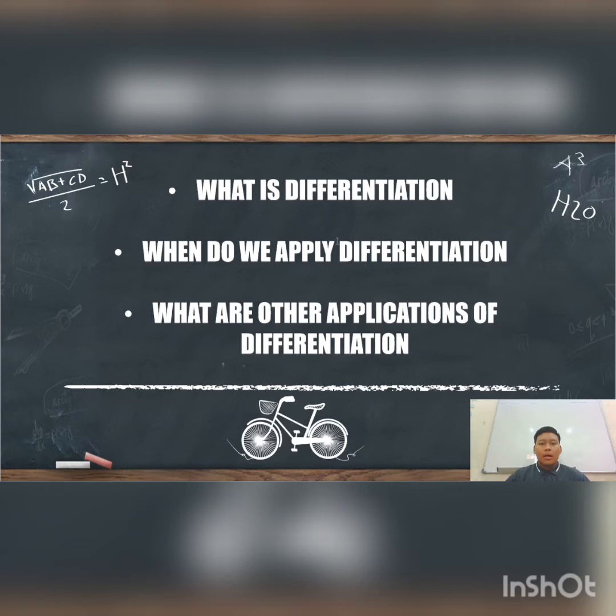Next, what are other applications of differentiation? Some other applications of differentiation are linear approximation. A linear approximation is an approximation of a general function using a linear function. Next is maximum and minimum values. Maximum and minimum are critical points on graphs and can be found by the first derivative and second derivative.